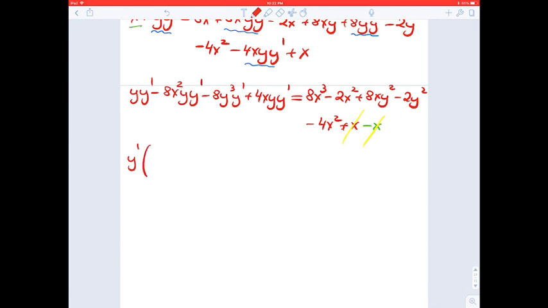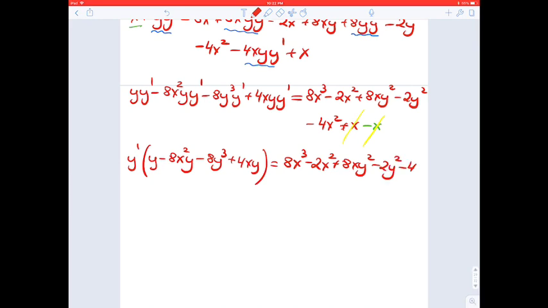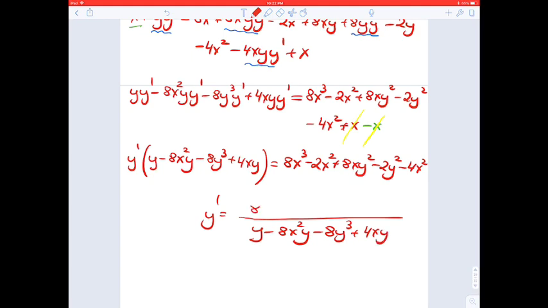And now I will factor out y prime, and I have y minus 8x squared y minus 8y cubed plus 4xy. And let me rewrite for you: 8x cubed minus 2x squared plus 8xy squared minus 2y squared minus 4x squared. Now I will divide both sides of the equation by y minus 8x squared y minus 8y cubed plus 4xy. And that was my right hand side.